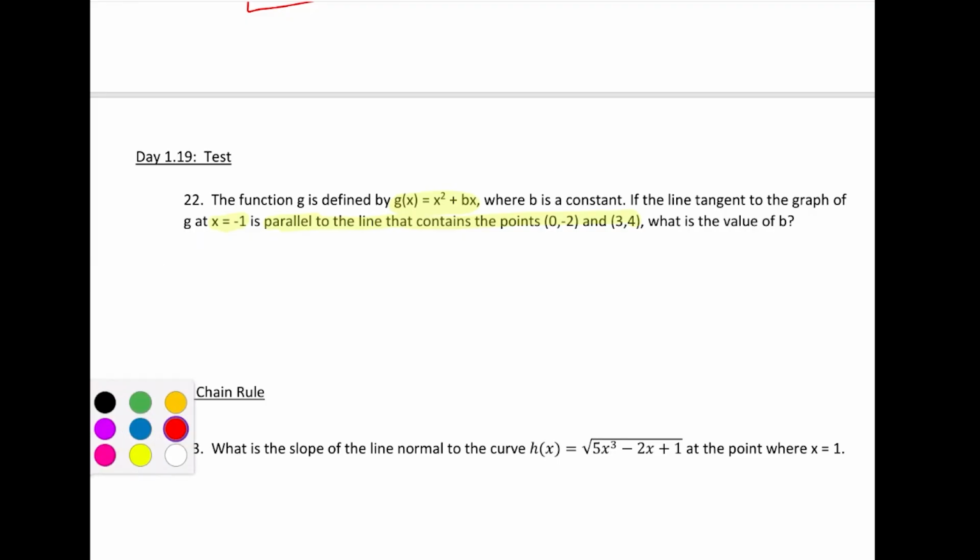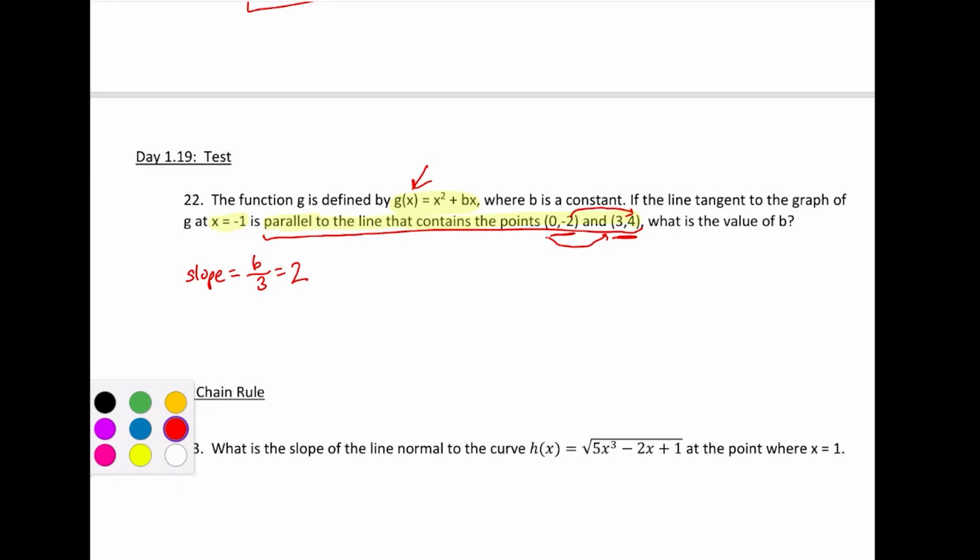First of all, if the line tangent to the graph is parallel to the line that has these 2 points, that means that the slope, since parallel lines have the same slope, will be equal to the slope between these 2 points. So my change in y is going to be 6, my change in x is 3, so my slope is 2. Okay, anyway, let's go back to what this was actually asking. What's the value of b? It says that if the line tangent to the graph at x equals -1 is parallel, what's the value of b?